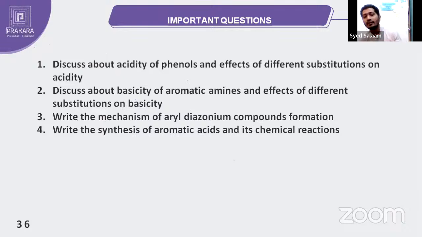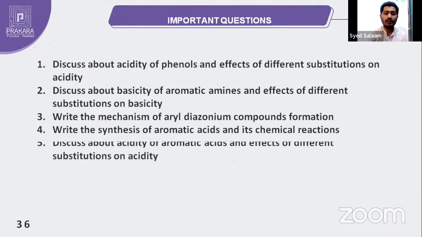Next is synthesis of aromatic acids and their chemical reactions. What we have discussed today is also an important concept. That can be asked either for 5 marks or even for 3 marks in very short concepts, where they will ask you about the various methods of preparation of aromatic acids, or they might ask you about reactions of various aromatic acids.